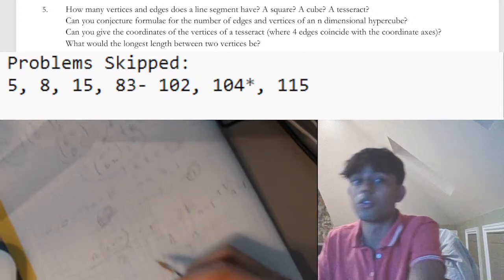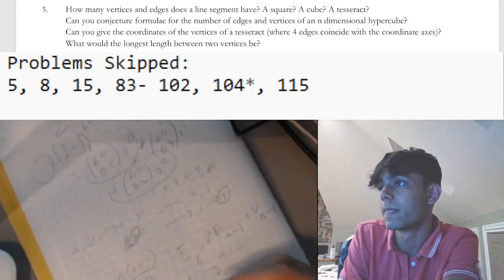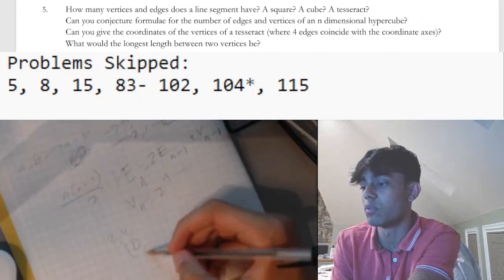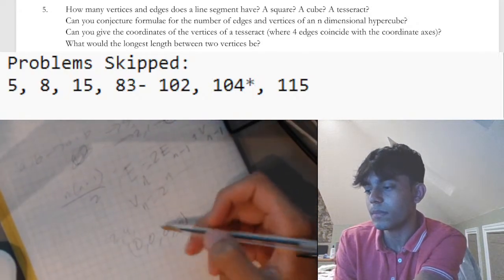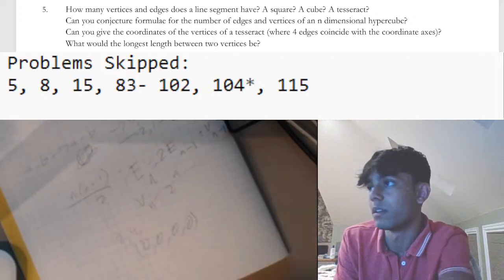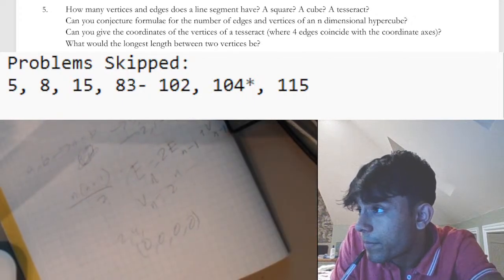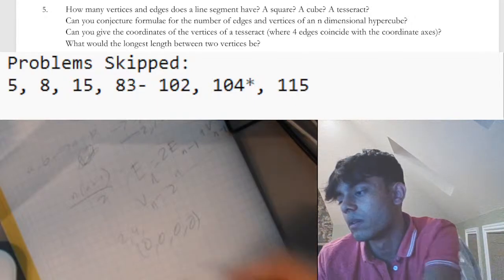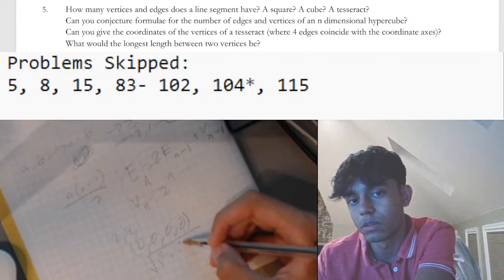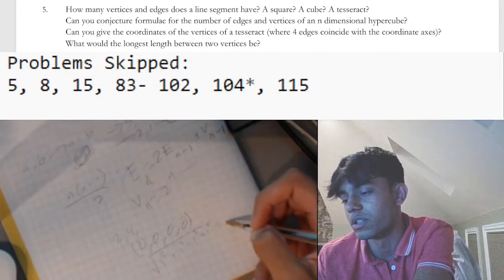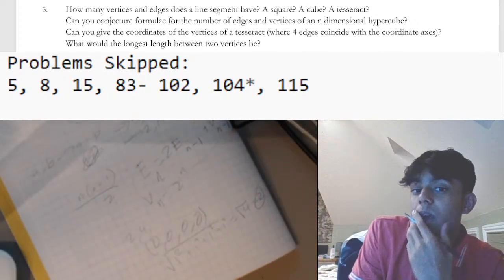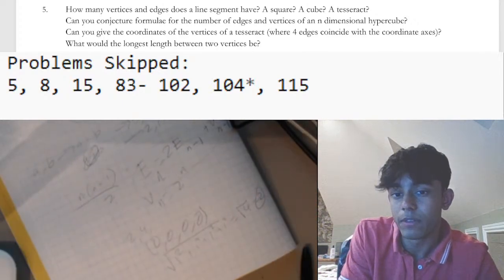And the coordinates of a 4D tesseract: you just have your four-dimensional coordinates and alternate between 1 and 0 for each one. And what would the longest length be? Well, with Pythagoras in 4D, it would be root 4, which is 2. Okay, so that's 5.